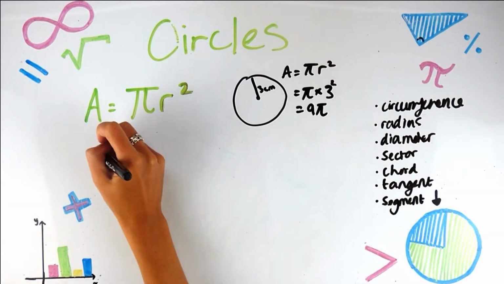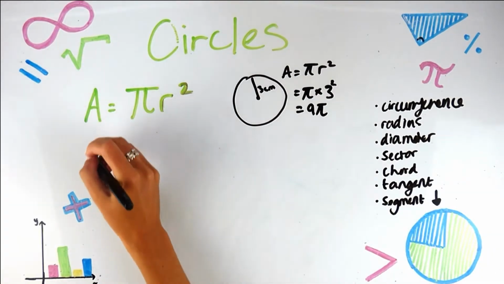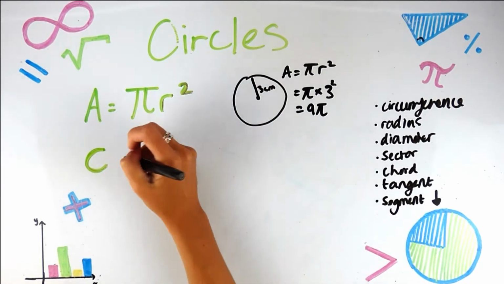Nice and simple. Other one is circumference. If only there was a B, then it would be like the alphabet ABC, but it's not.